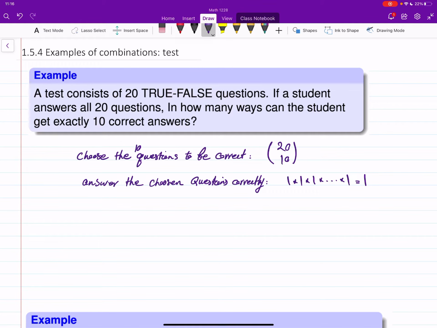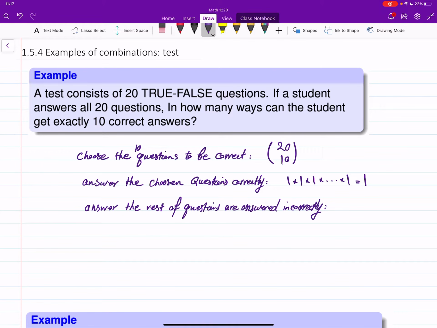Okay, so we have decided which ones to be correct, and what to do with the choices that we have there. Now, what about the rest? So we have to make sure that the rest of the questions are answered incorrectly. How do we do this one?